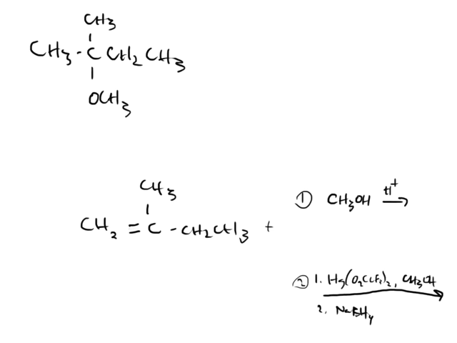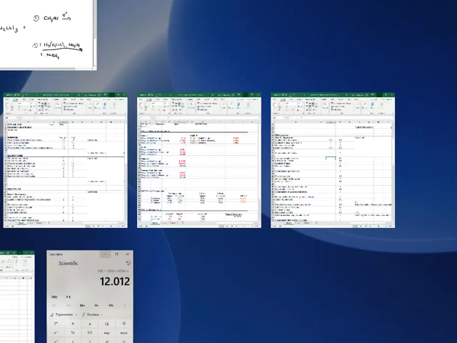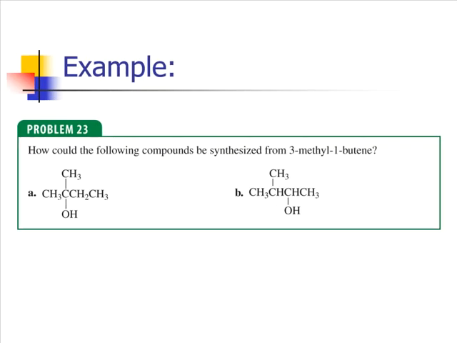All right, so let's do another example. This one says, how could the following be synthesized from 3-methyl-1-butene? Oh, okay, I see what they're doing now. Now they're giving me restrictions. They're saying you have to start with this. You have to start with the 3-methyl-1-butene. And we want to end up with A, and then we want to end up with B. How do we do it?